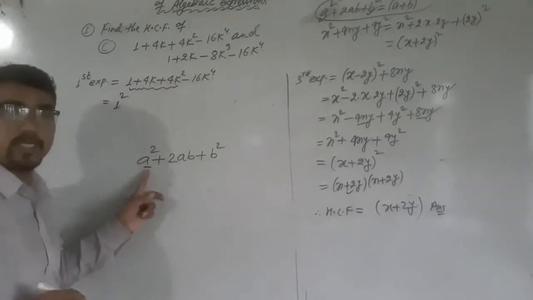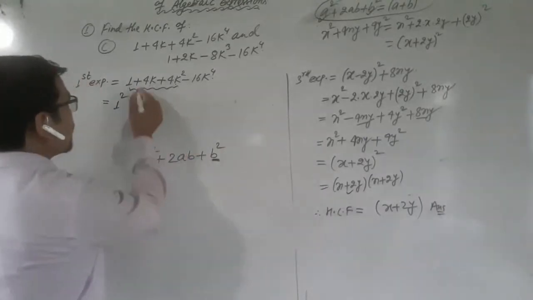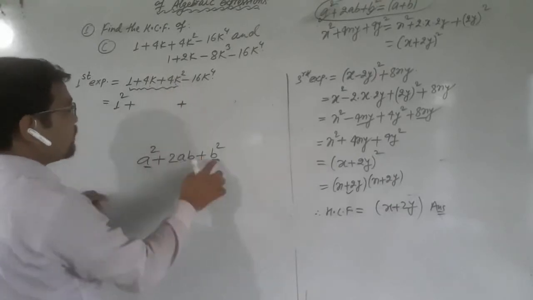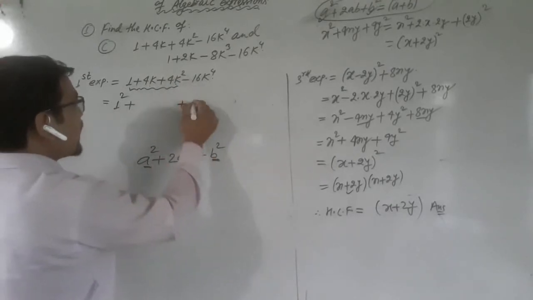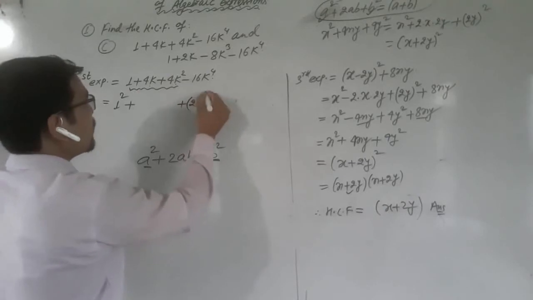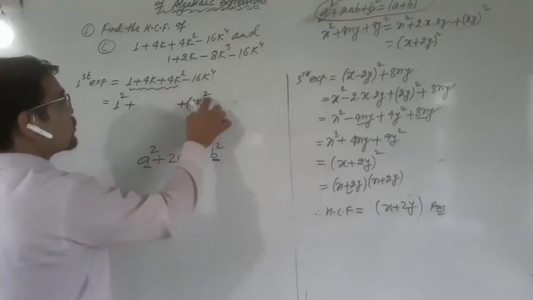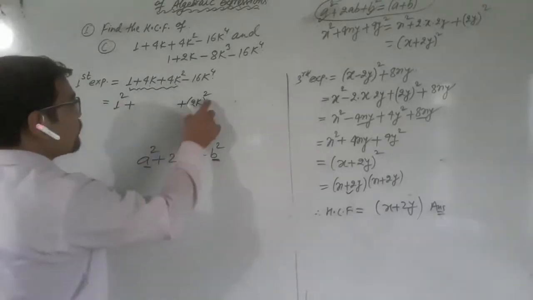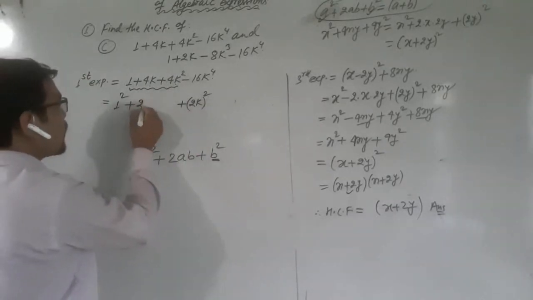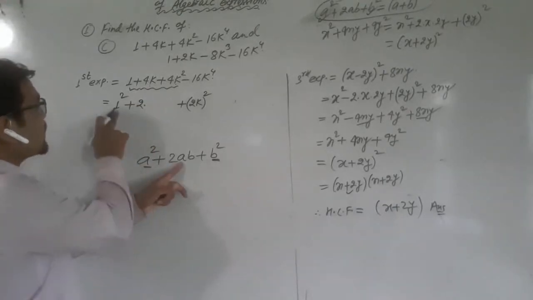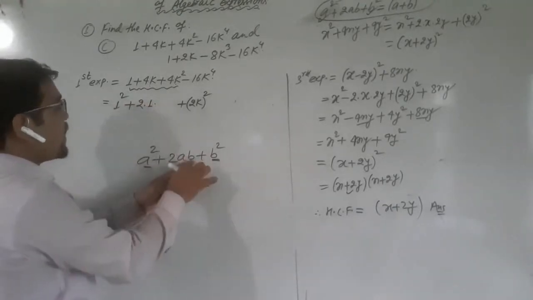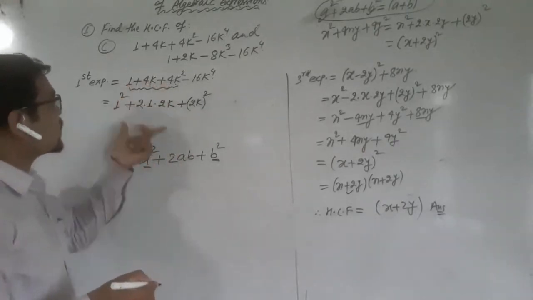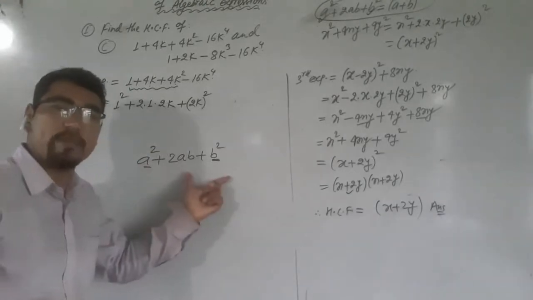Now b square means this, as it is here. 2ab we will make later. 4k square means b square we have to make, that 4k square we can write as 2k whole square. So 2 square is 4, k square is k square. So a square also became, b square also became. Now 2ab we have to make, 2 from the formula into a. A represents here 1, into b. B represents here this 2k, so 2k we can write. So this condition is satisfying the formula of a square plus 2ab plus b square.